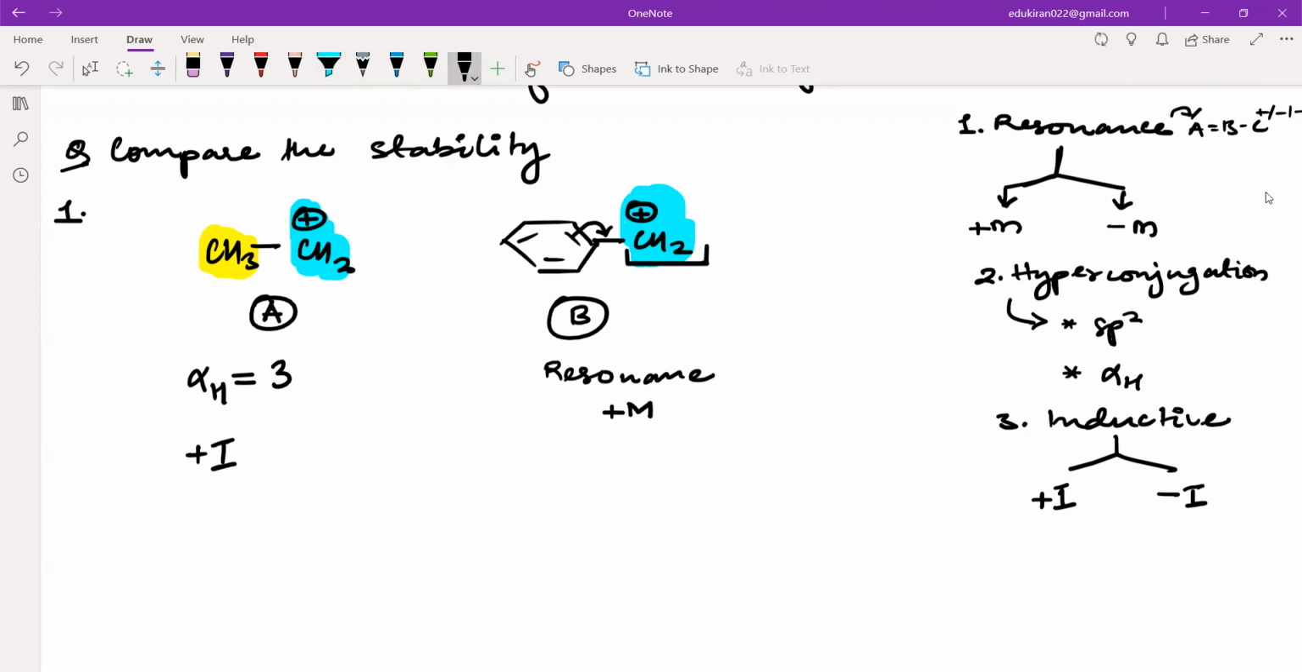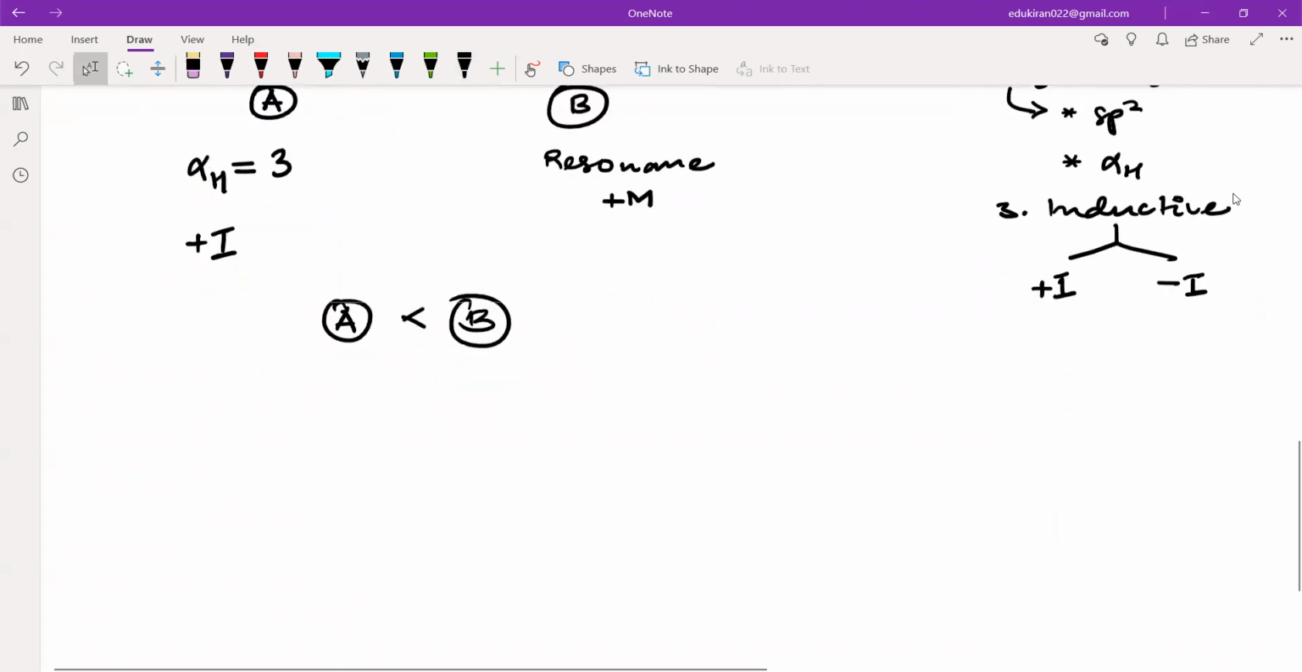Now, when we have plus M, we don't have to look anywhere else, and we can just say that B will be more stable than A. Why? Because mesomeric effect or resonance has complete delocalization of electrons. And in hyperconjugation, sometimes there is some delocalization and at other times you don't have any delocalization. And also the charge is never delocalized, right? It is just that H positive gets the charge and sometimes carbon has the charge.